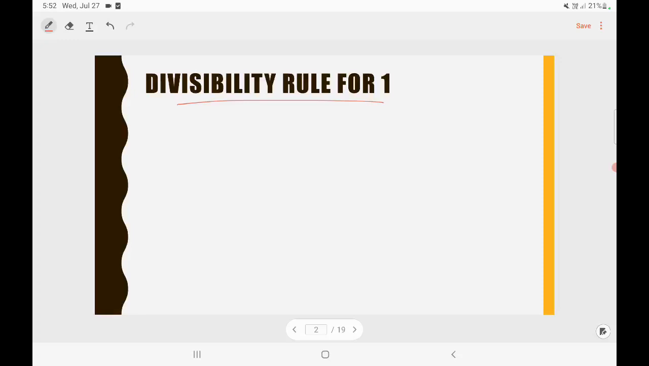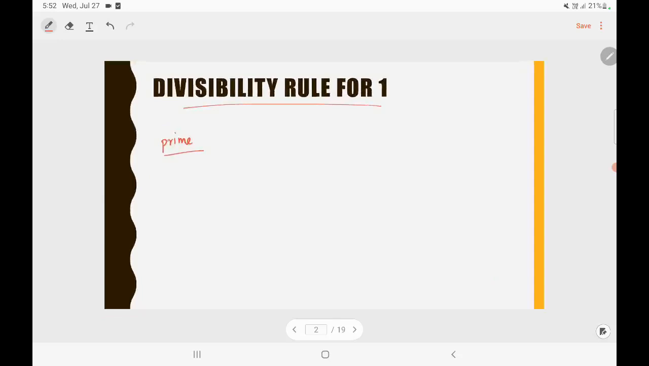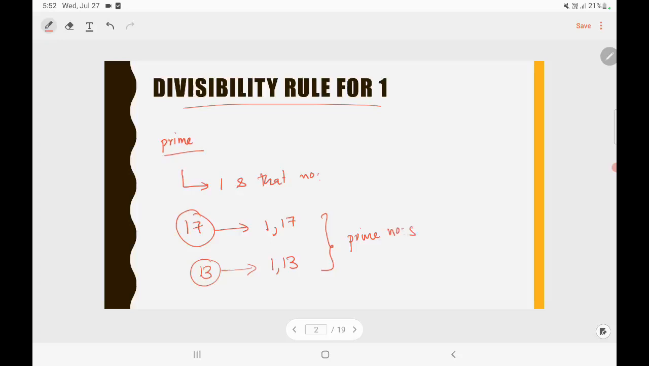Here, one concept that you need to study is prime numbers. So what is a prime number? A number is said to be prime if it is only divisible by 1 and that number. For example, 17 is only divisible by 1 and 17. Similarly, 13 is only divisible by 1 and 13. So 17 and 13 are prime numbers. You will get questions about prime numbers as well, so you need to learn about them.